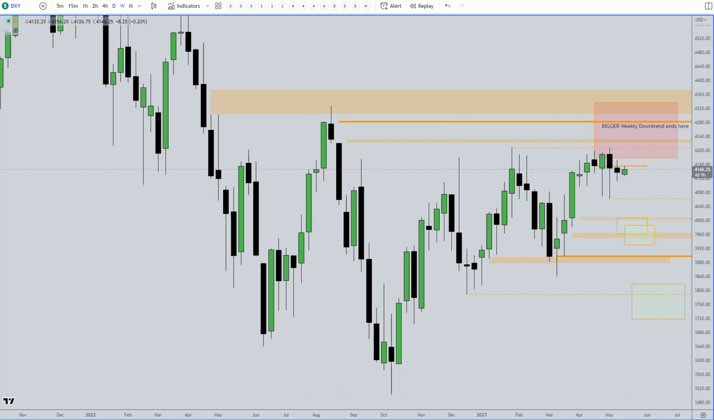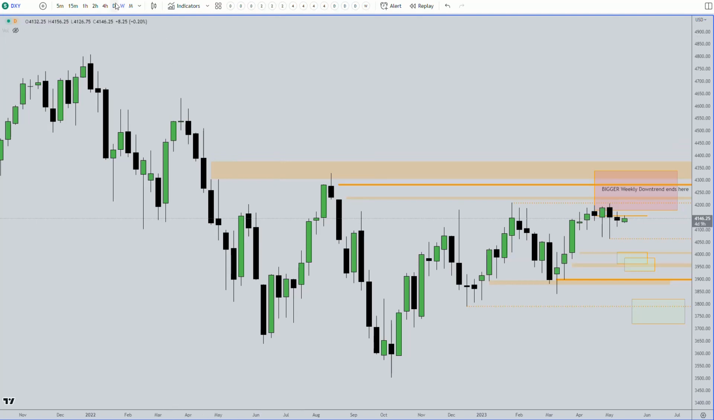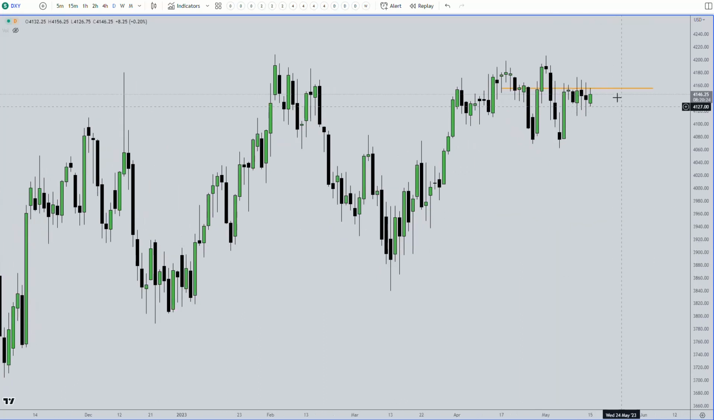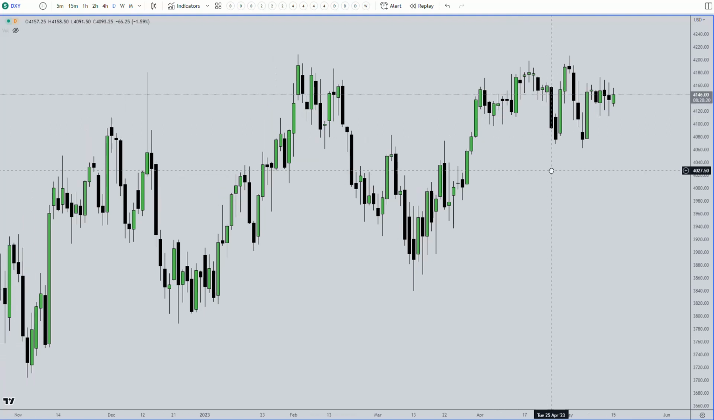Then obviously let's zoom into the daily as well. And what do we see here on the daily? At best, we see a chop fest, I would call it. We are, it seems, range bound, chopping up both ends of the range. Let's try and define this range a little bit.